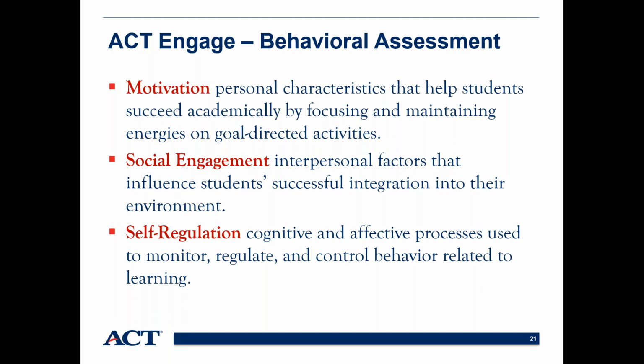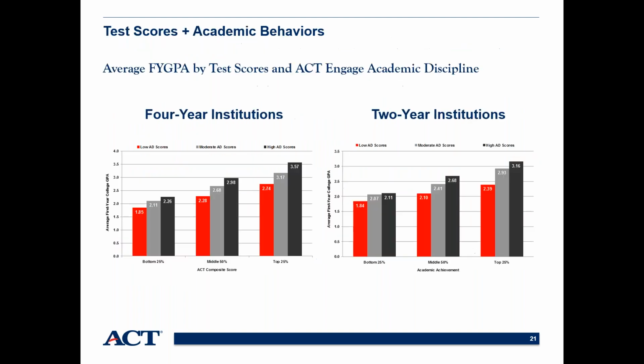ACT has long recognized the importance of academic behaviors. Based on empirical findings, ACT developed a standardized measure of academic behaviors over a decade ago, ACT Engage. There are three versions, a middle school, high school, and college version, that were created to be developmentally relevant to different populations of students and covers three broad domains.